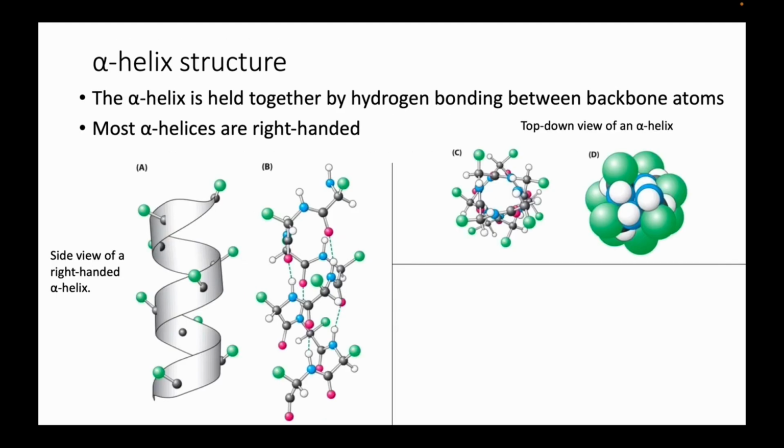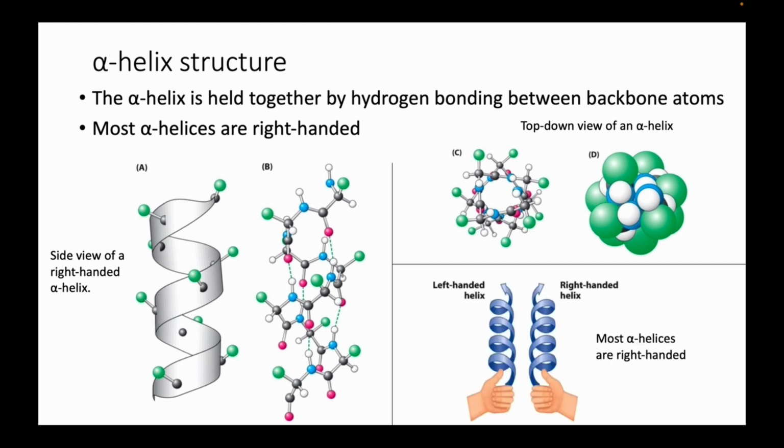So the alpha helix is held together by hydrogen bonding between backbone atoms. And most alpha helices are right-handed. So if you hold up your left and right hand in front of you and you kind of curl them in towards your body, you notice that they curl in different directions. So if you look at your right hand, you can see that that hand curls in the same direction that most alpha helices curl. There are occasional left-handed alpha helices, but they're much less common.